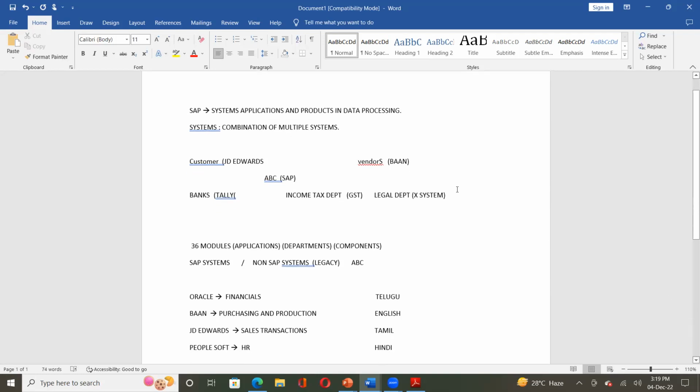So again, SAP is the number one ERP product now. These all are ERPs. This is one ERP. This is one ERP. JD Edwards is one ERP. What is ERP? What's an ERP?